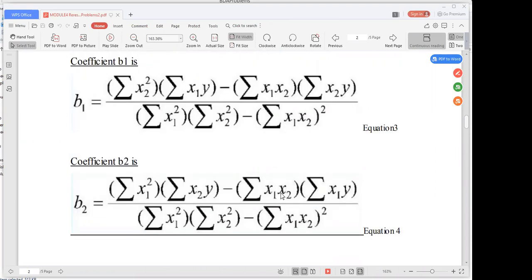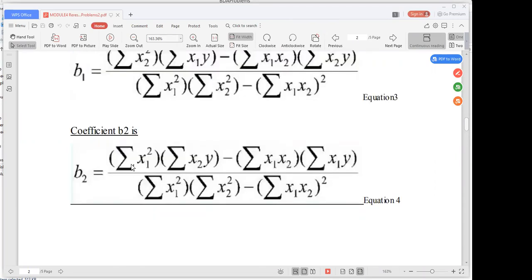Similarly, b2 is equal to summation of x1 square into summation of x2 y, minus summation of x1 x2 into summation of x1 y, divided by summation of x1 square into summation of x2 square, minus summation of x1 x2 whole square.